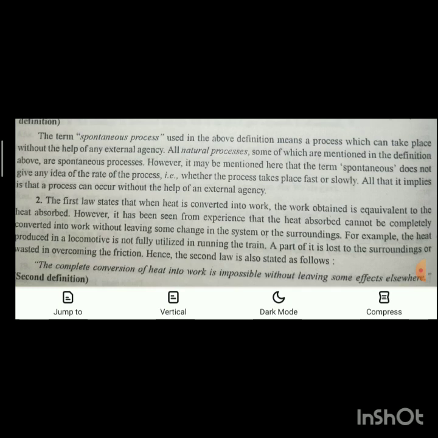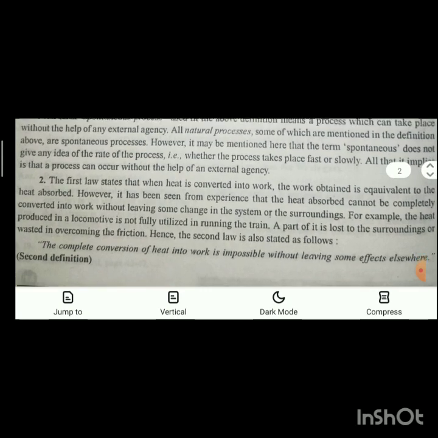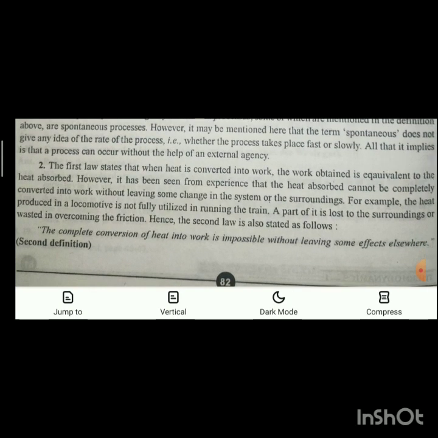However, it may be mentioned here that the term spontaneous does not give any idea of the rate of the process, whether the process takes place fast or slowly. All that it implies is that a process can occur without the help of an external agency. The first law states that when heat is converted into work, the work obtained is equivalent to the heat absorbed. However, it has been seen from experience that the heat absorbed cannot be completely converted into work without leaving some change in the system or the surrounding.